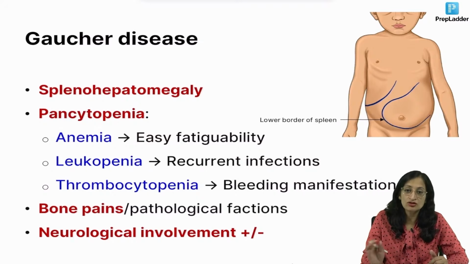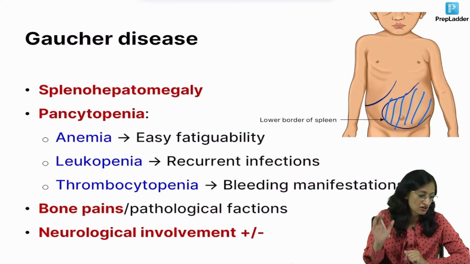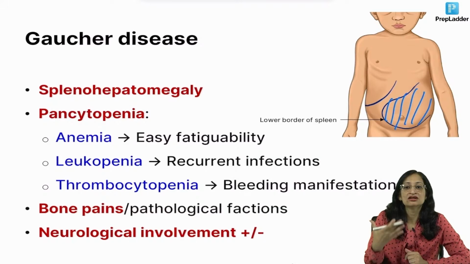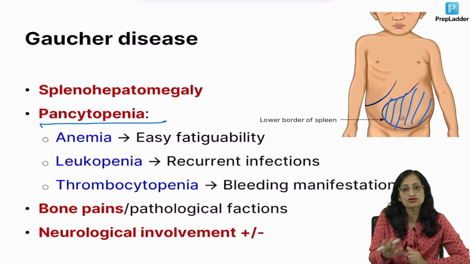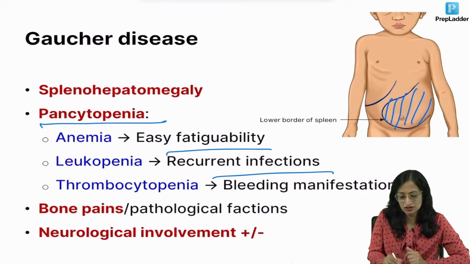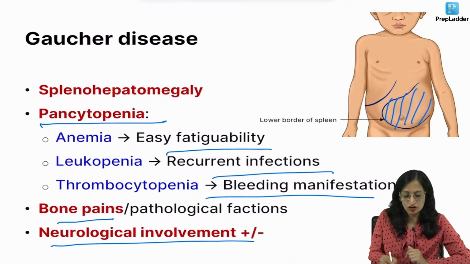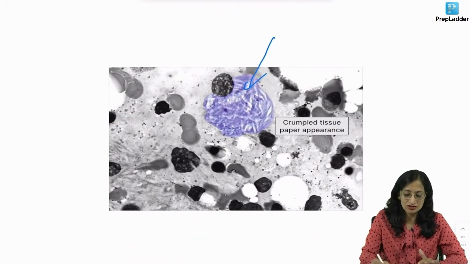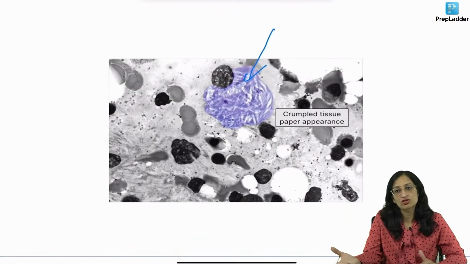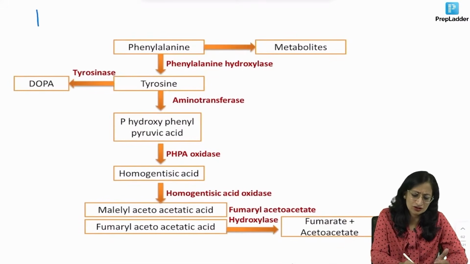There is splenohepatomegaly. It is one of the causes of massive spleen enlargement. The spleen is so huge, it has come beyond the umbilicus. The Gaucher cells will infiltrate the bone marrow, causing pancytopenia: anemia with easy fatigability, recurrent infections, and bleeding because of thrombocytopenia. There are bone pains, and neurological involvement may or may not be there. These are the Gaucher cells that you can get in bone marrow and in other organs of the reticuloendothelial system.